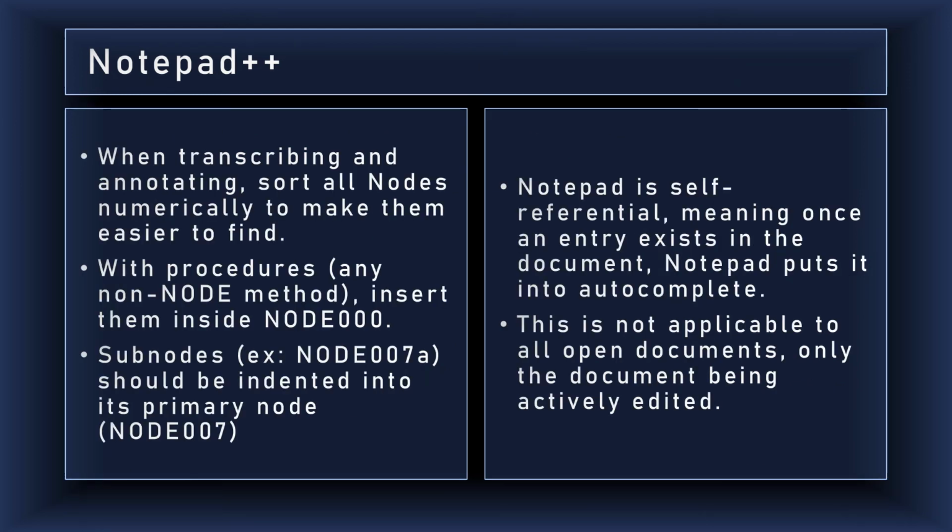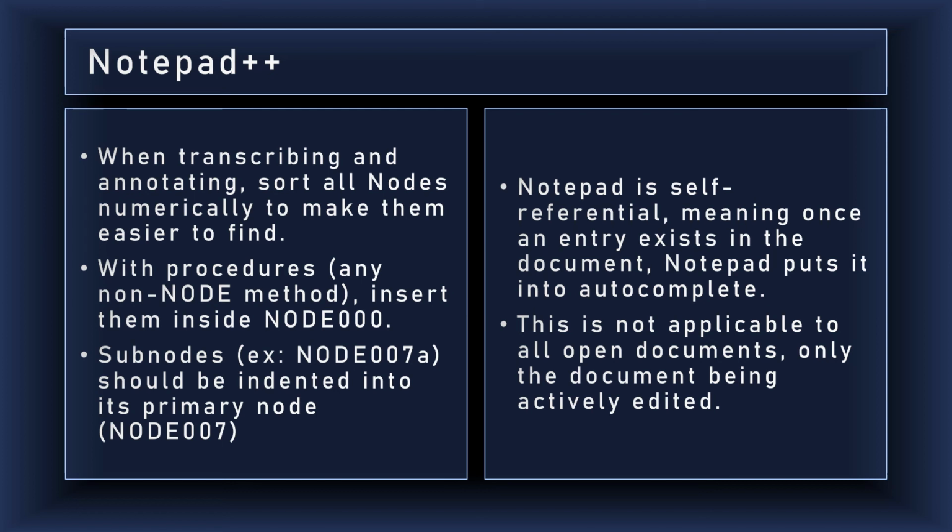Now, when we're transcribing and annotating, it's important to sort all nodes numerically to make them easier to find. With any non-node method, so just standard procedures like talk pproc or whatever else, insert them inside node 000, the originator node. It just makes it easier to keep them all in one place, and then I sort them alphabetically. Subnodes like node 007A should be indented into their primary node. So node 007 would be the home site for 007A, kind of like we do with procs inside of node 000.